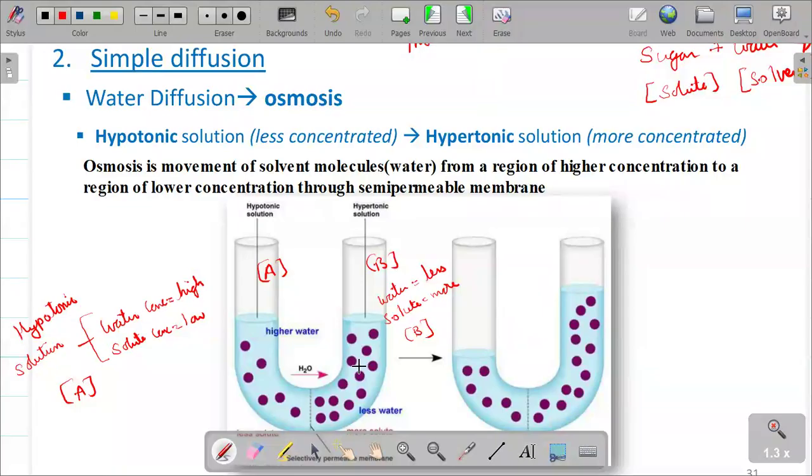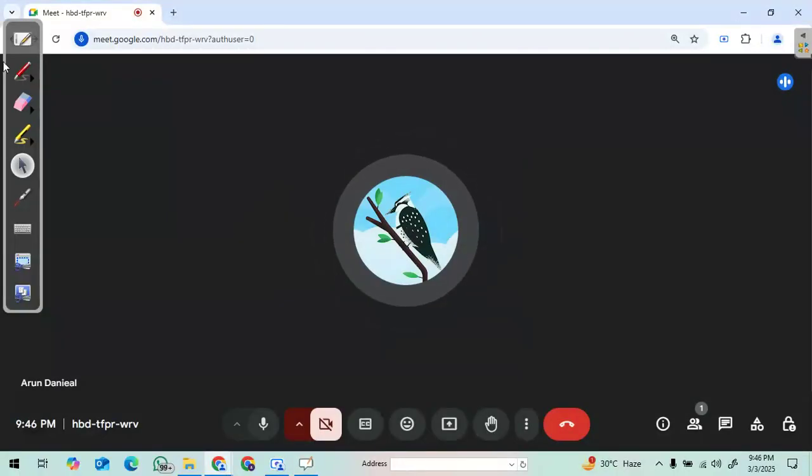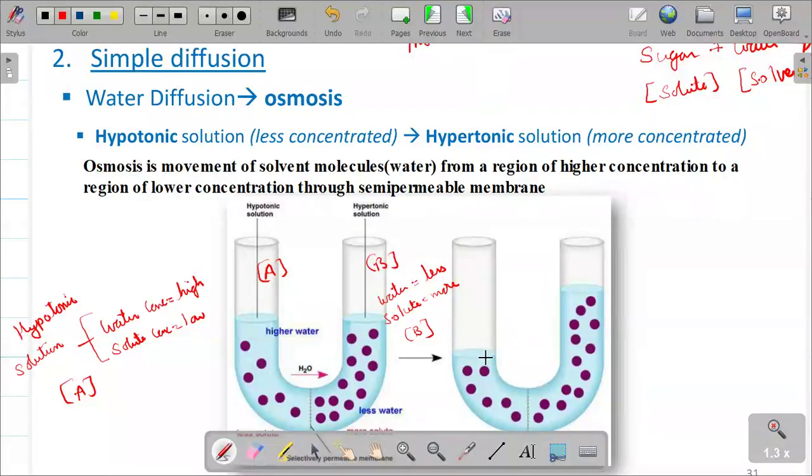In cell B the solute molecules count is 6, and in the other also 6. No change in the solute. Comparing here, there are 13 molecules, and the other also has 13. So the concentration of solute molecules remains the same. Only the water concentration increased in cell B, because it went from hypotonic to hypertonic.